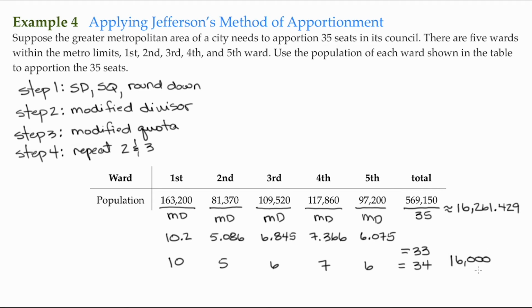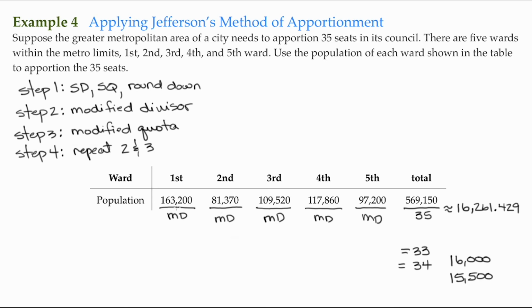So what should we do? Well, you don't want to go too big. So we'll go down to, say, 15,500. And again, it's nothing but guess and check. There's no specific way. You just kind of have to guess and check. So we'll try 15,500, and we'll go through steps 2 and 3 again. We have our modified divisor. Now we'll come up with our quotas.